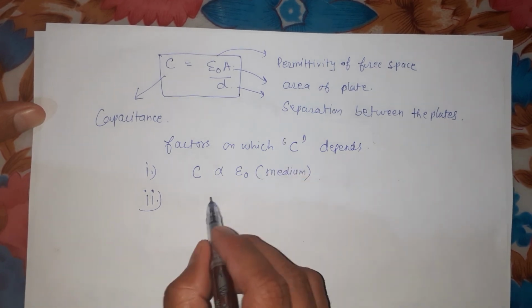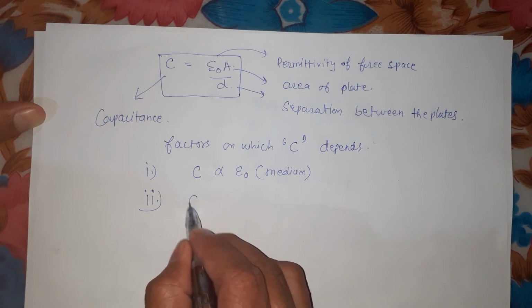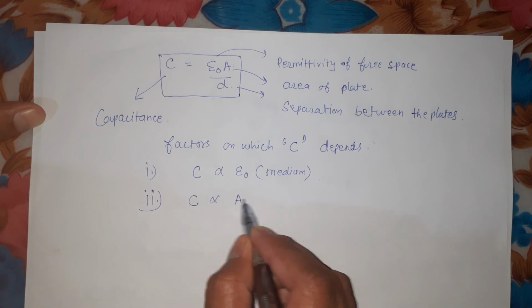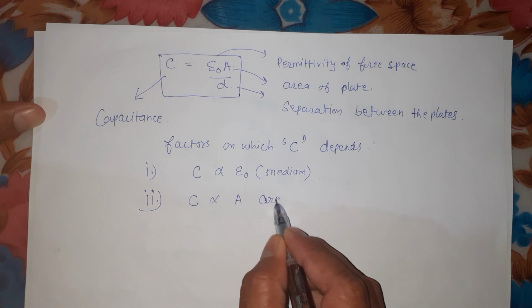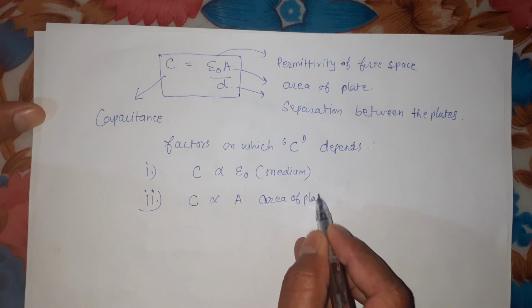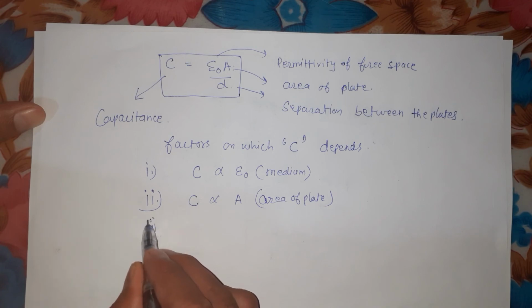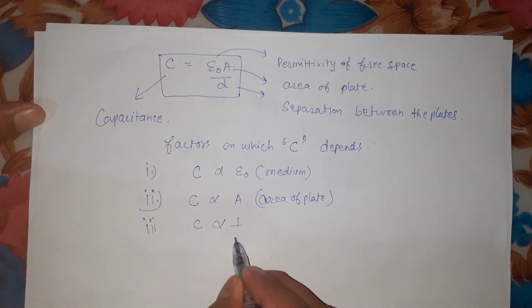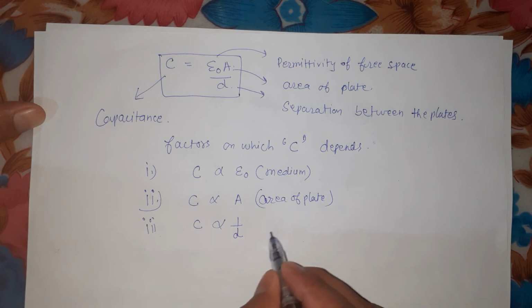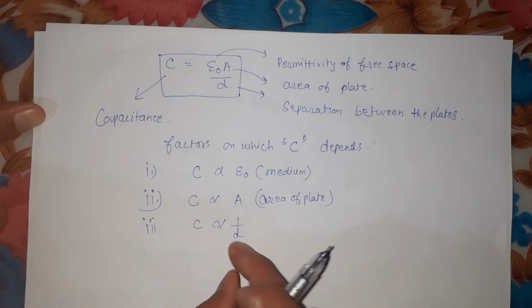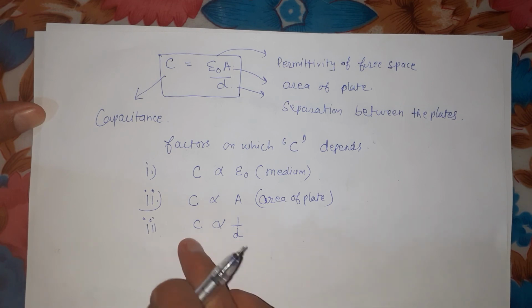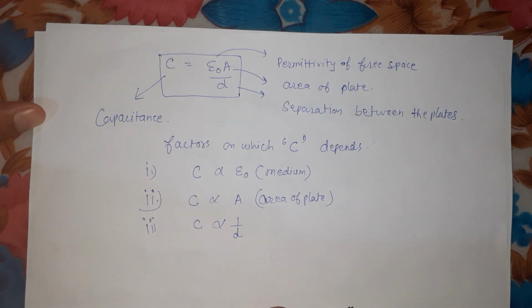The second thing is that it is directly proportional to the area of the plate. So if we increase the area, the capacitance will increase. And the third case is that it is inversely proportional to the separation. So the separation between the plates, if the separation is large, the capacitance will be smaller.